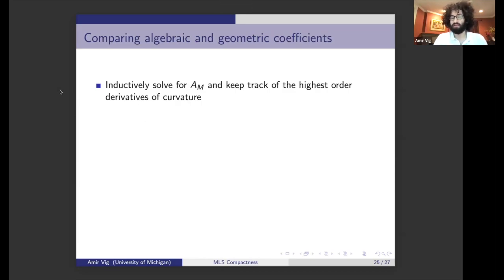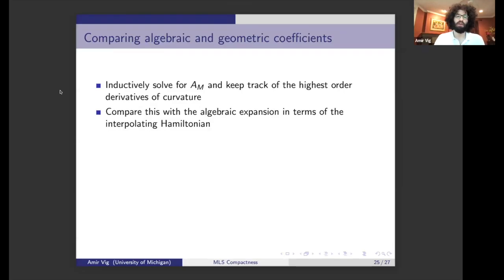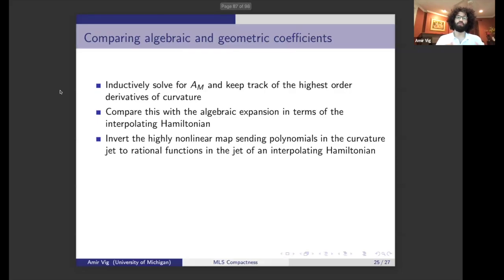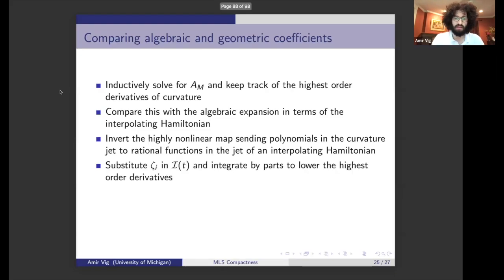So once we do that inductive procedure, we can keep track of the highest order terms in curvature, the highest order derivatives of curvature. And when we compare them, we can invert a very nonlinear map, which sends polynomials in the curvature jet to rational functions in the Taylor coefficients of an interpolating Hamiltonian. This is that inversion process. You substitute those coefficients of the interpolating Hamiltonian into the action integral, and you integrate by parts to lower the number of derivatives as much as possible.